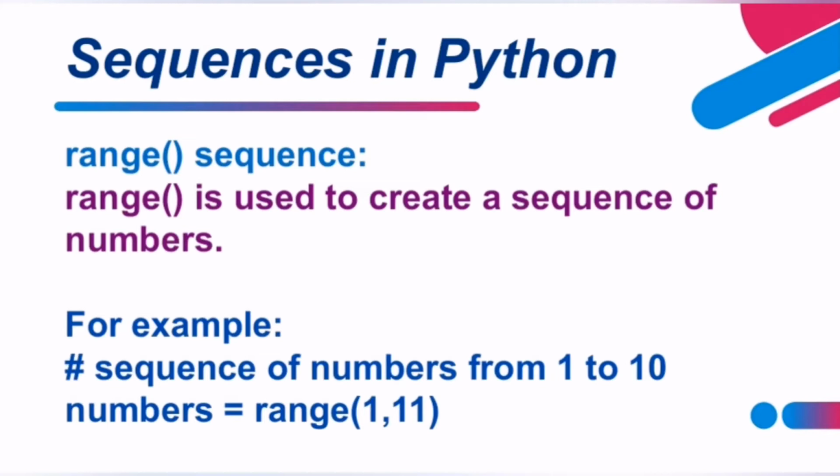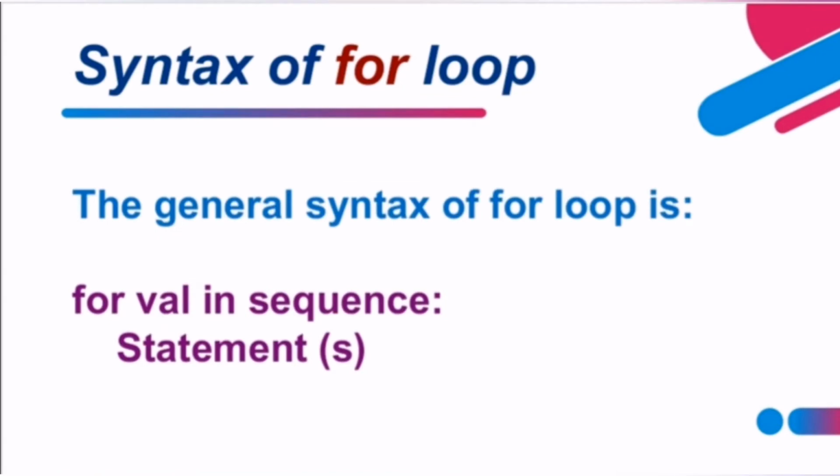Now we will see how we can use for loops. The syntax of the for loop is the for keyword first and then a variable. I will take val. This is the variable that takes the value of the item inside the sequence. So for val, in is the keyword, and then there's a sequence, and then the body of the loop will execute. There are statements. Here val is the variable that takes the value of the item inside the sequence in each iteration. The loop continues until we reach the last item in the sequence.